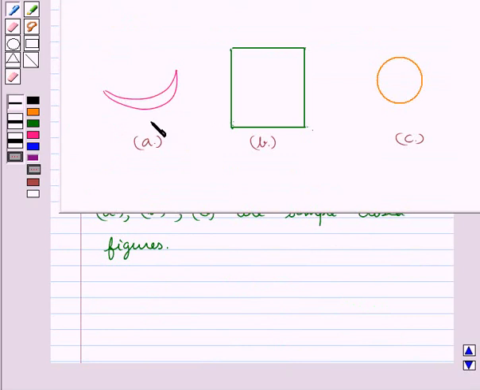Thus, the given figures are simple closed figures as they do not intersect itself. With this, we complete the session. Hope you have understood the solution of this question.